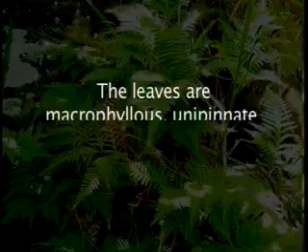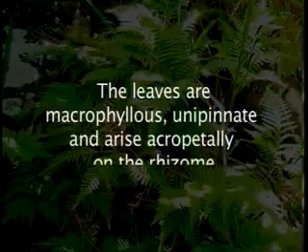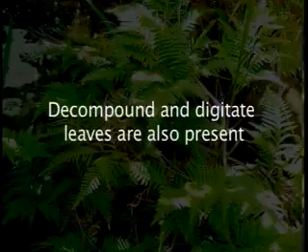The leaves are macrophyllous, unipinnate, and arise acropetally on the rhizome. Bipinnate leaves are seen in Pteris biaurita. Decompound and digitate leaves are also present. Fully developed leaves are known as fronds. The petiole base is covered with brown scales and sometimes with ramenta.